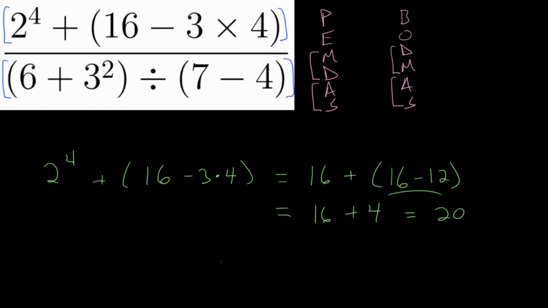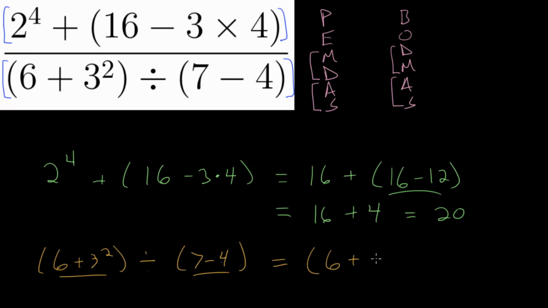And now we can focus on this denominator. We have in parentheses 6 plus 3 squared, and we'll divide that by 7 minus 4. We'll need to focus on the parentheses first before we do this division. Within this set of parentheses, we need to do the exponents first. So we have 6 plus 3 squared, and 3 times 3 we know is 9. Then in this next set of parentheses, 7 minus 4, we know that's just 3.